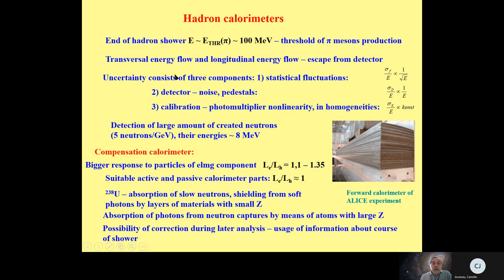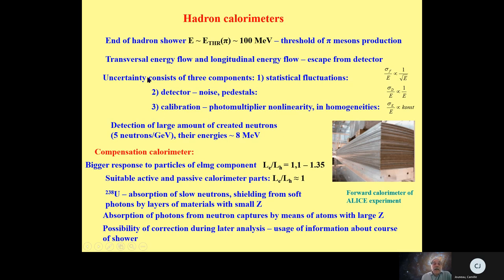The second component of the uncertainty of this hadron calorimeter is different noises and pedestal which are produced by the electronics of this hadronic calorimeter, of the reading of this output. In this case, this is not changing with energy, that means this is not dependent on energy. It is some constant divided by energy. That means this relative uncertainty depends on energy as one over energy, as the inverse of energy.